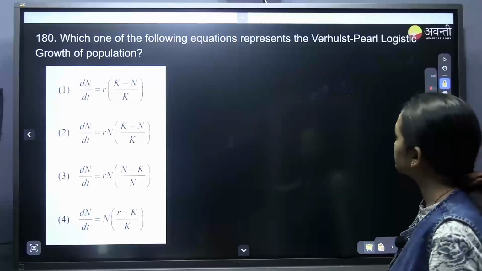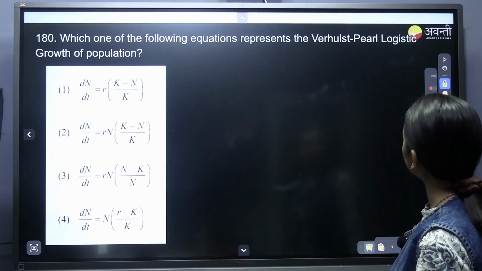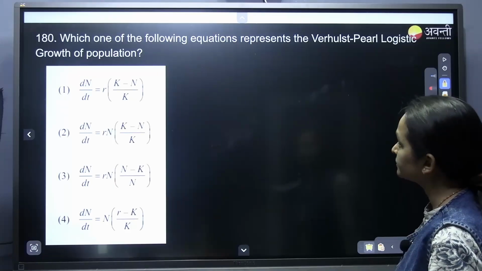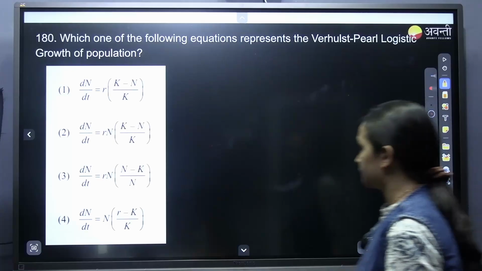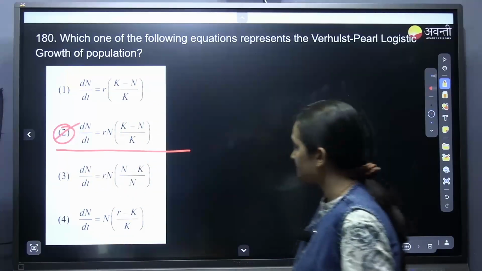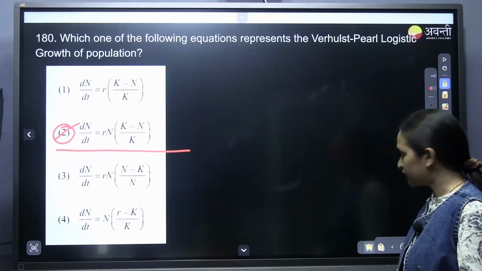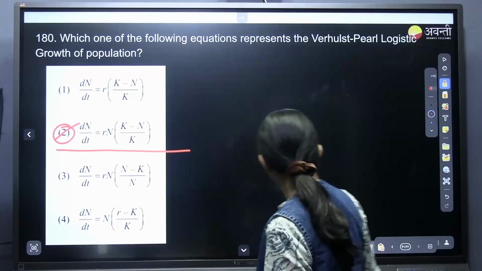Which of the following equations represents the Verhulst-Pearl logistic growth of population? Option 2. Yes, correct answer. Option 2 is the correct answer. So this is a total of 90 questions done. Any doubts regarding this? You can ask me.